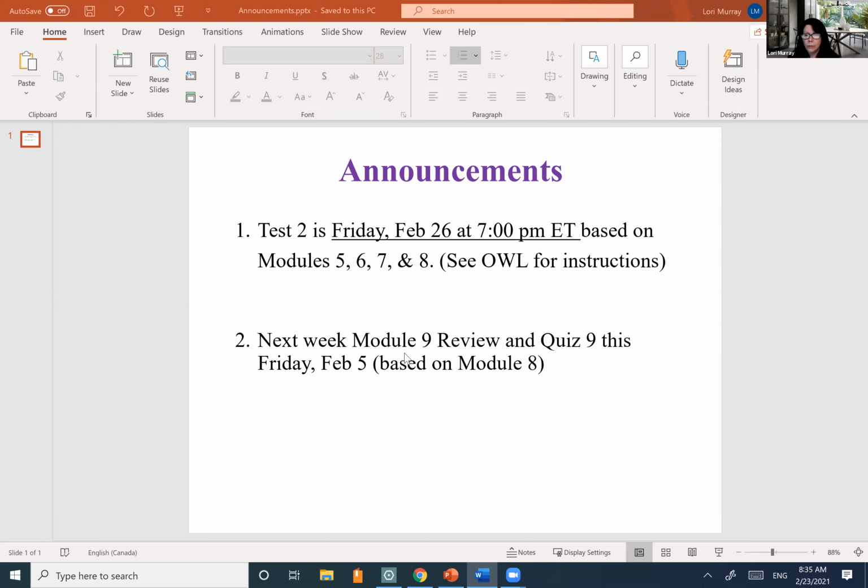Also next week will be module 9 review. So the final will be based on modules 9, 10, 11, and 12. So test 1 was based on 4 modules. Test 2 is based on 4 modules, and the final will also be on 4 modules. So modules 9, 10, 11, and 12 will be for the final.